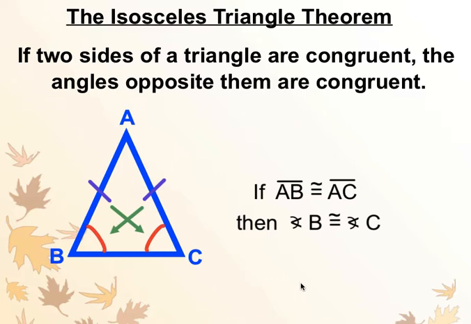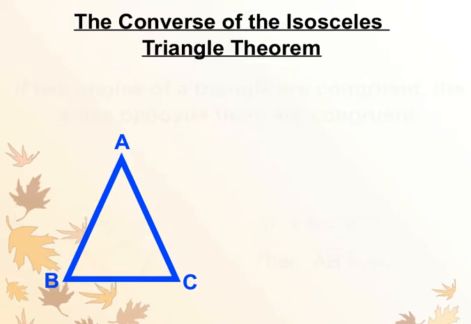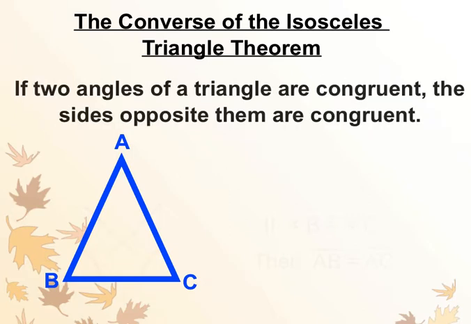Now remember, a converse of a statement is when you switch the if and the then and change around your statement. So let's see what it looks like. The converse of the isosceles triangle theorem is if two angles of a triangle are congruent, the sides opposite them are congruent. So let's again take a look at triangle ABC.